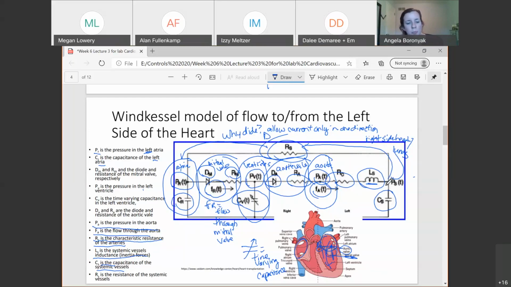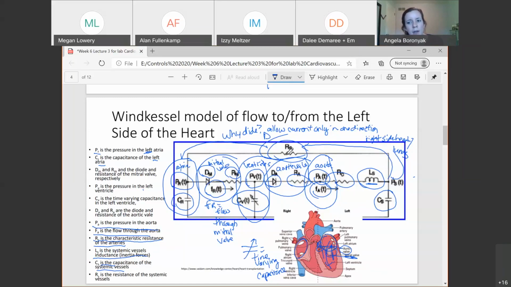And I could measure the pressure in my systemic vessels as this PS. The voltage at this point in my circuit would be equivalent to the pressure in my systemic vessels. I also have a resistance going through all those vessels, RS, and then it feeds back into what I'm assuming here is the atrium, the left side of my heart.